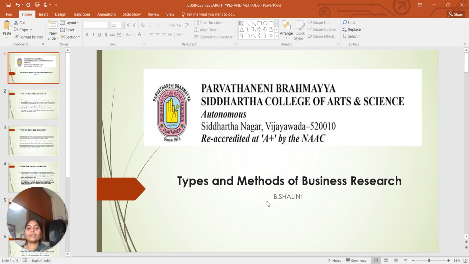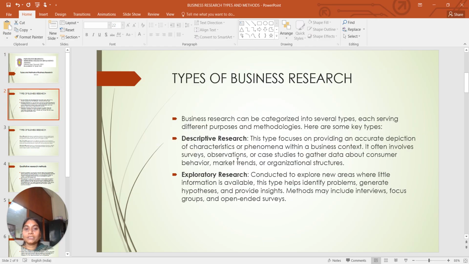Greetings to all. Today we are going to discuss the types and methods of business research. Business research can be categorized into several types, each serving a different purpose and using different methodologies. Here are some of the key types.